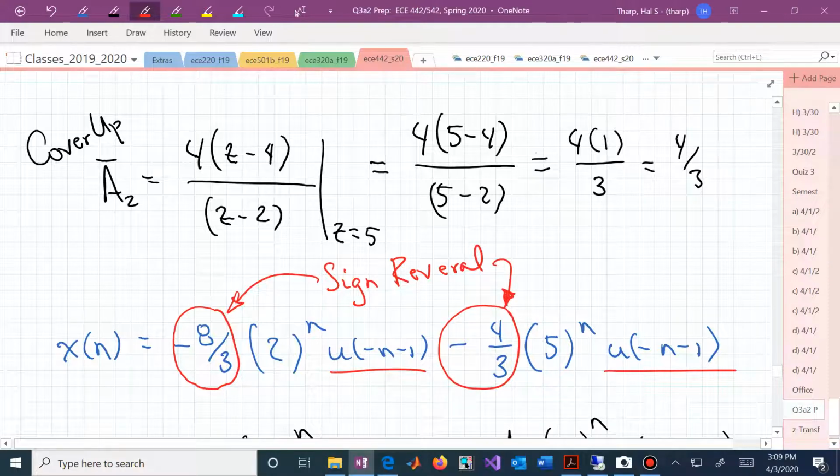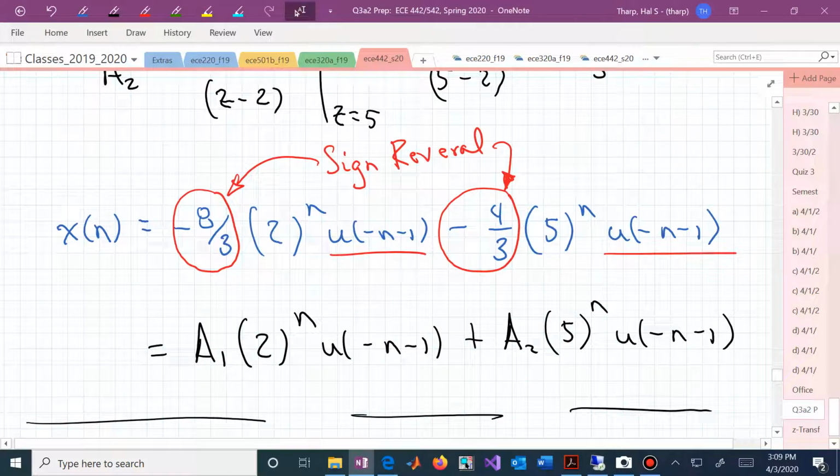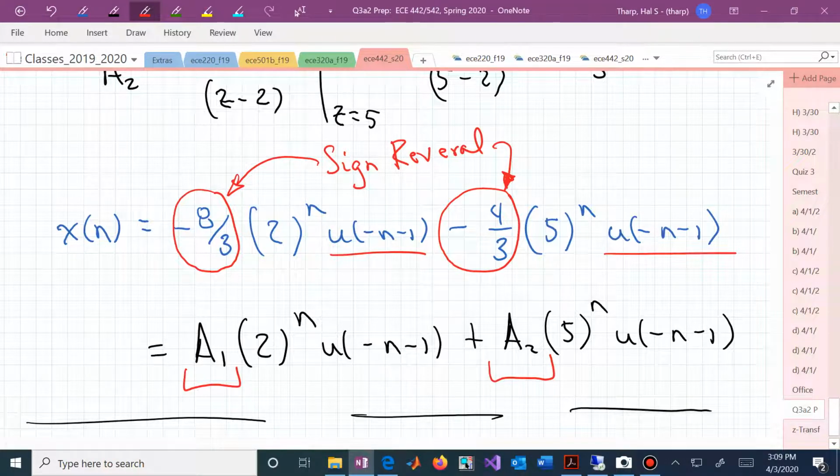If we wanted the exact sequence, if somebody just said, give me the structure, well, that negative sign could be incorporated into the coefficient, and you might see it written then as some amount of 2 to the n, u of minus n minus 1, plus some amount of 5 to the n. The modes are 2 to the n and 5 to the n. You have two modes, and they are non-causal terms.